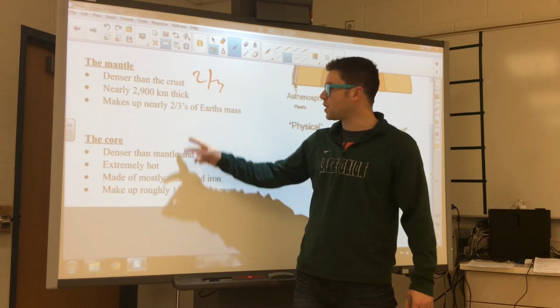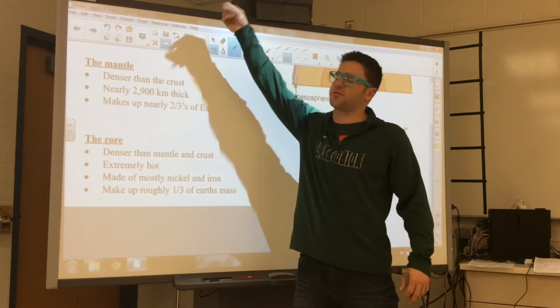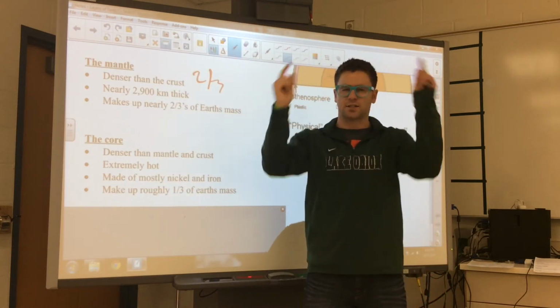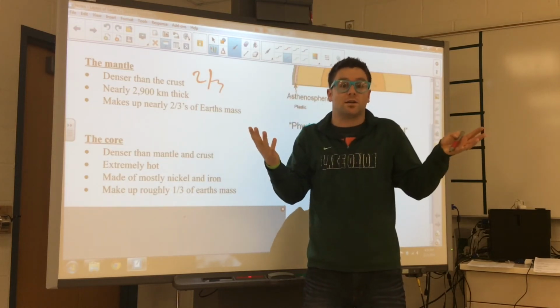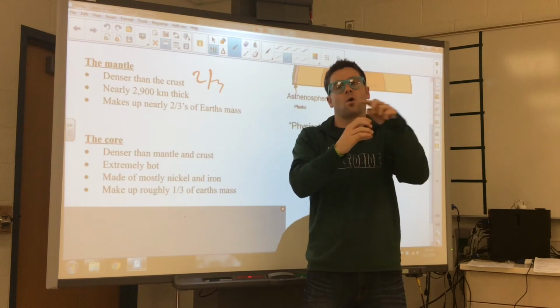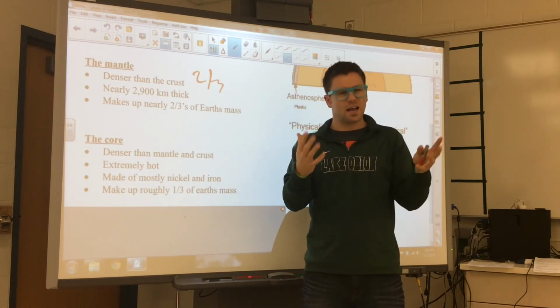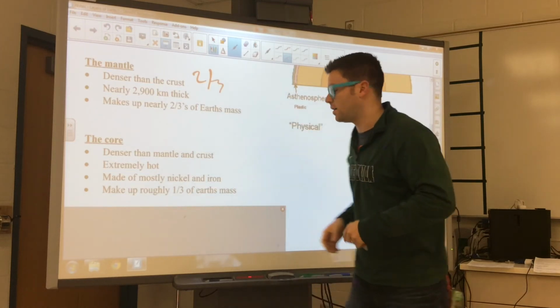So we've got 1/3 here, we've got 2/3 here, and then we've got a fraction for the crust. Right? It's the skin of the apple. The meat of the apple is what we eat, right? That's the mantle, and then we've got the core where the seeds are. That's kind of the general makeup of Earth.